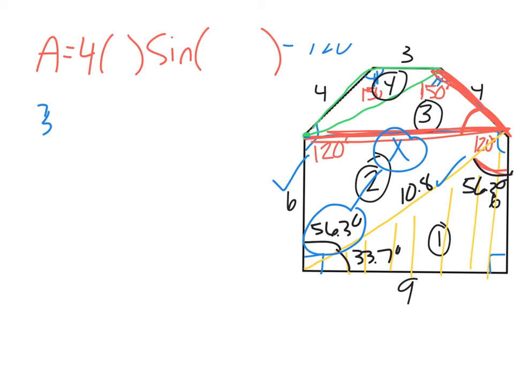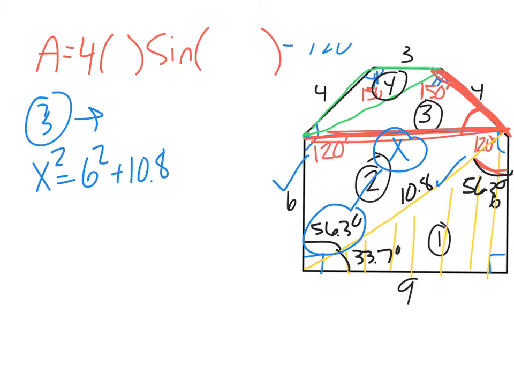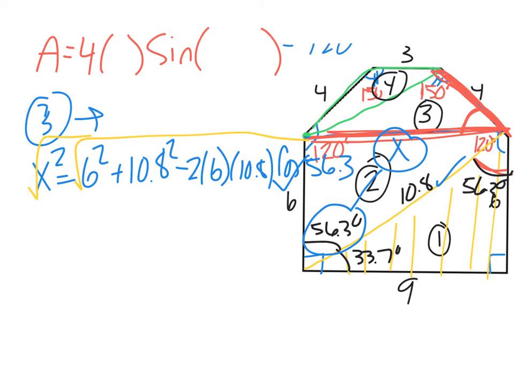So for triangle 3, I'm going to start by doing law of cosines, which is x squared equals 6 squared plus 10.8 squared minus 2 times those side lengths times the cosine of the angle, which is 56.3 degrees. Now to solve this, just take the square root of that, and what you're going to get comes out to be approximately the number 9. So this side length is about 9 units long. Fine, I have it. Now let's find that angle.